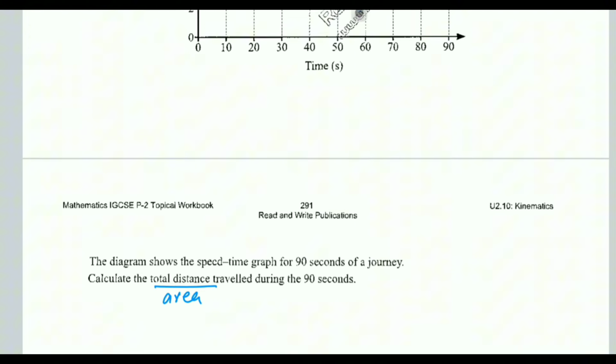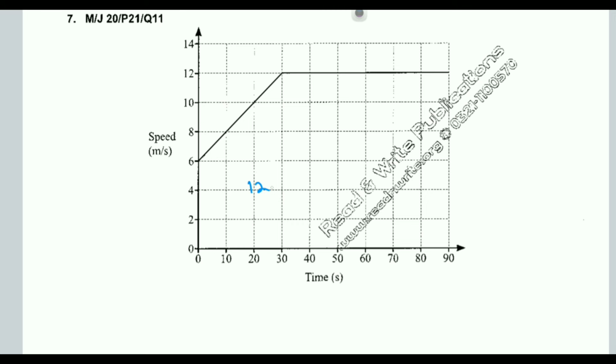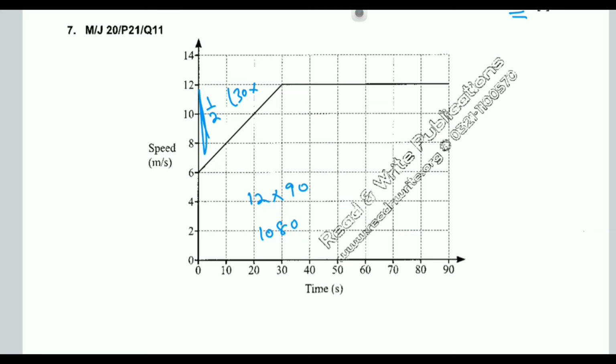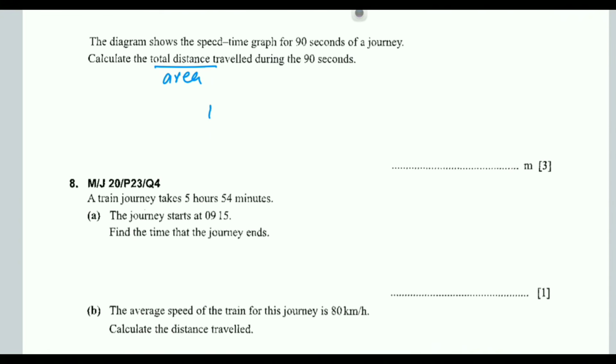So what we will do, area of the rectangle is 12 into 90, 1080. Area of this triangle is half into 30 into, this is 30 and its height is 12 minus 6, 6, so 90. So 1080 minus 90 is equal to 990. So this will be your final answer.